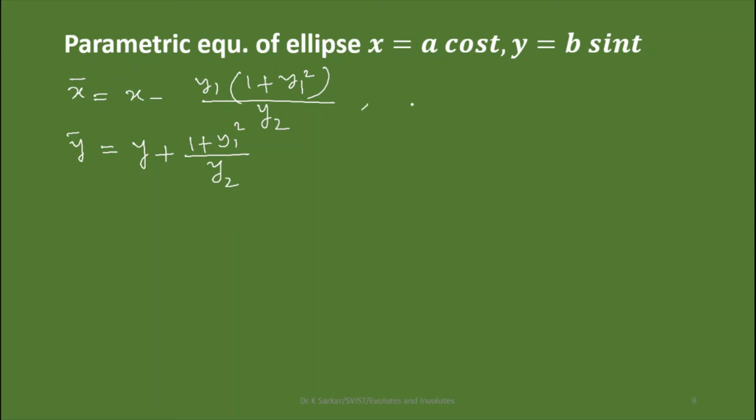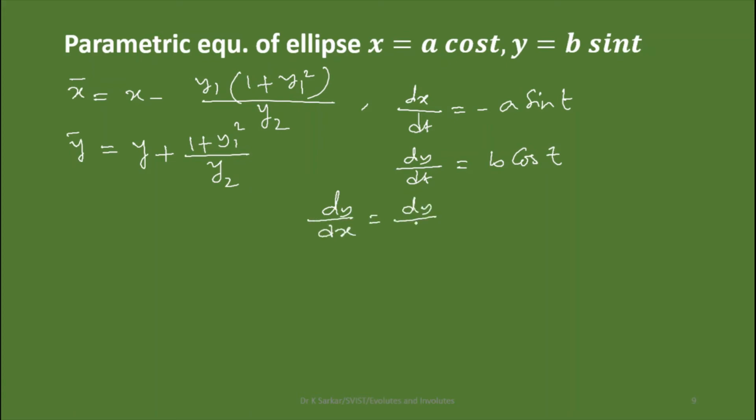First, let us find dx dt, that is minus a sin t, and let us find dy dt, that is b cos t. Now we can find dy dx by the chain rule, that is dy dt into dt dx. So we will have b cos t divided by minus a sin t, which is minus b by a cot t or b cos t by a sin t.